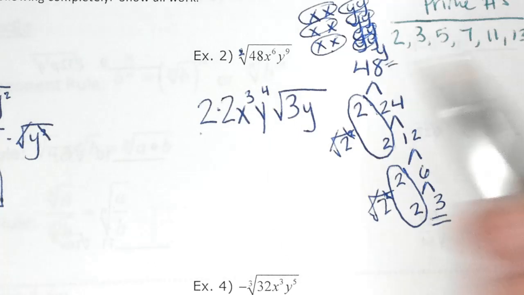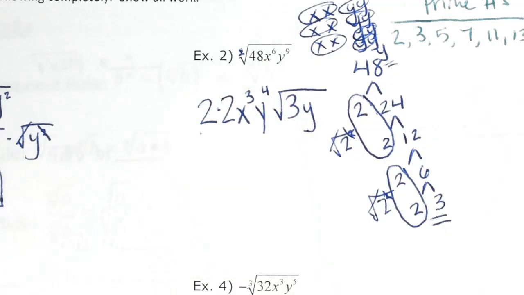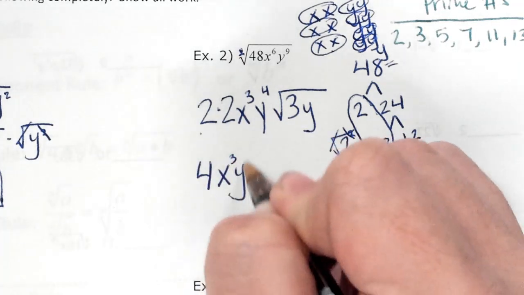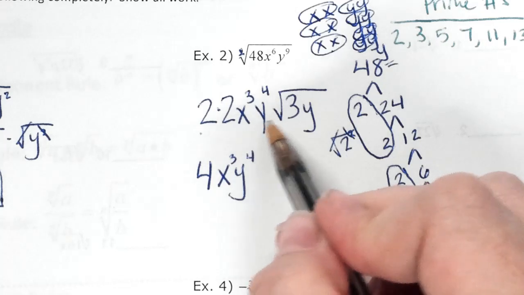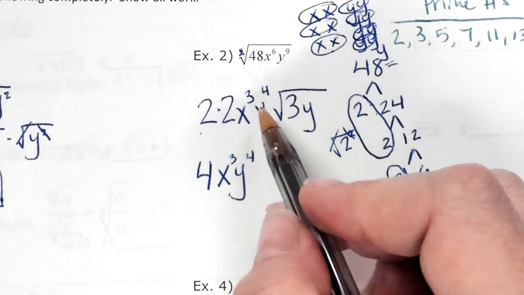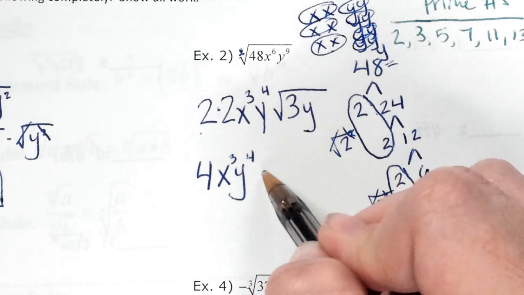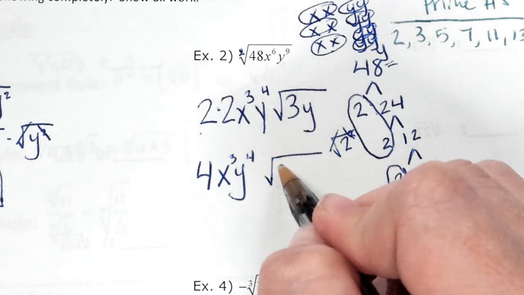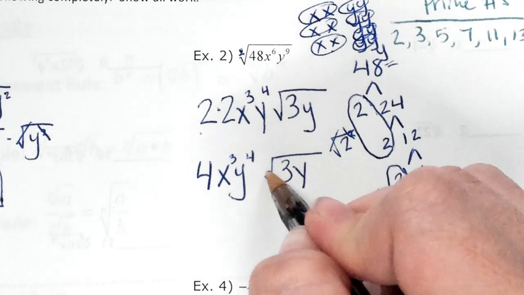Yes? Now I have to rewrite this, because what's 2 times 2? So I have 4x cubed y to the 4th power. Now, I usually leave a little bit of space here, and it's because I don't want your 4th power to make this look like a 4th root. Yes? It is a square root, so make sure it doesn't look like it could be here.